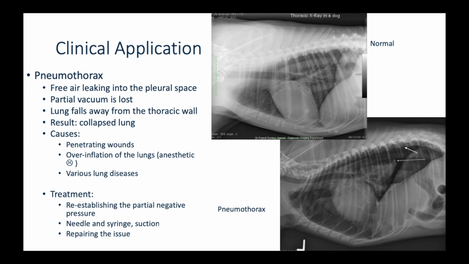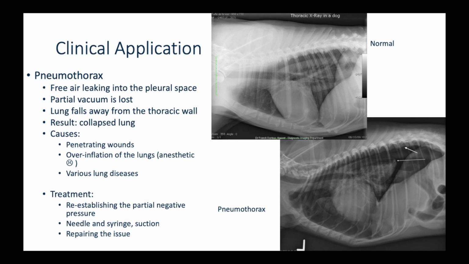Generally, the air comes from either the outside, in the case of a penetrating wound into the thorax, or from the lung itself. So if the lung has cancer within it, then it's going to rupture some of those little air sacs or the air-containing structures. Okay, so typically it's trauma, could be from the outside world, or it could be established in the lung.